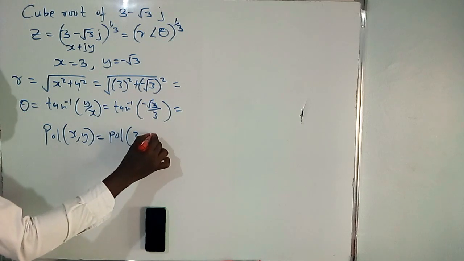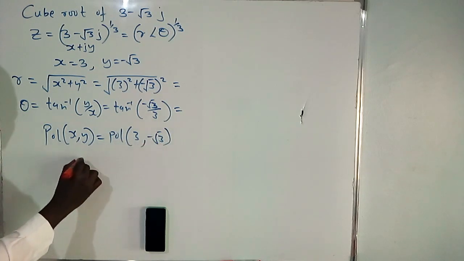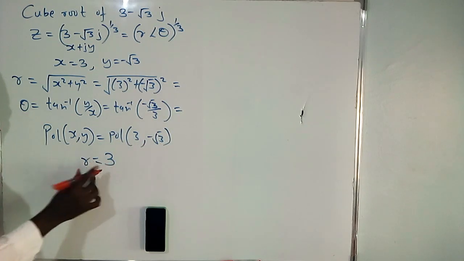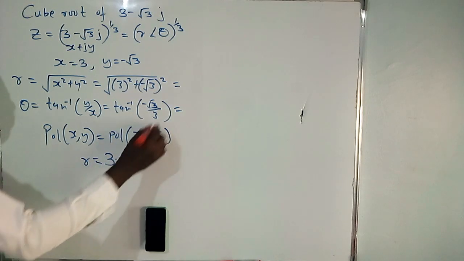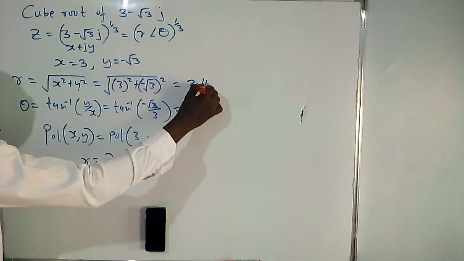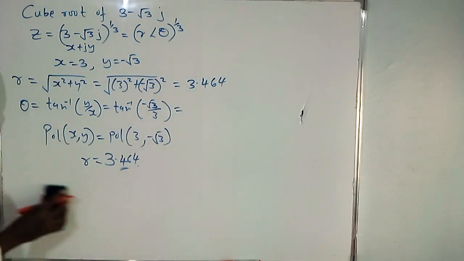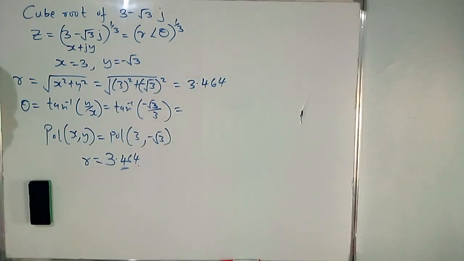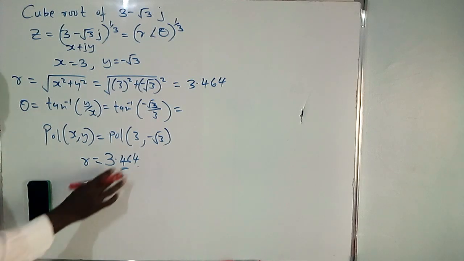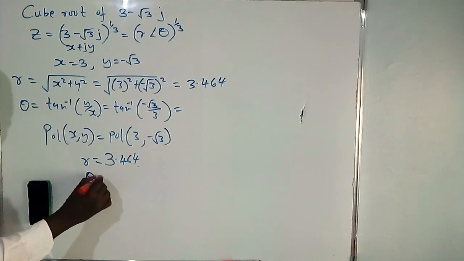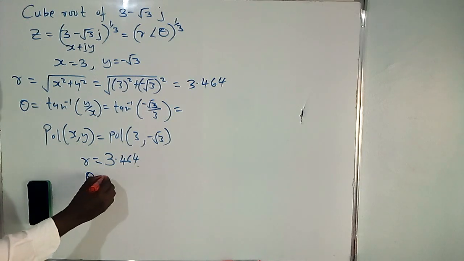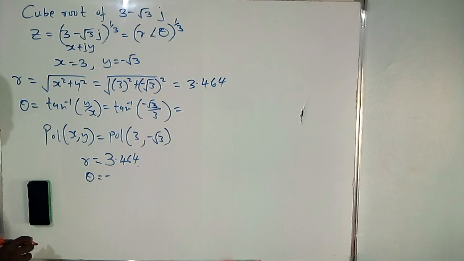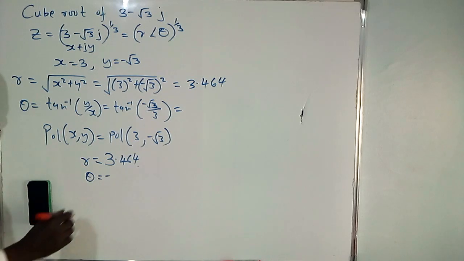You get r to be 3.464. Meaning if you find the square root of x squared plus y squared, you will get 3.464, isn't it? Then move to theta. What is theta? You found negative 30 degrees, isn't it? Are we together? You found negative 30.